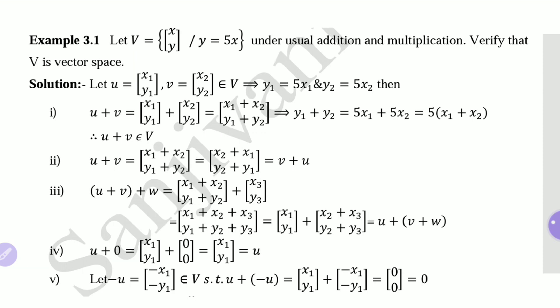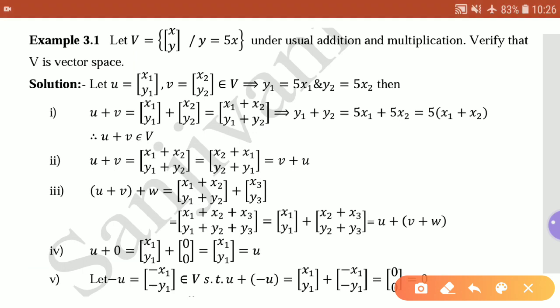For that purpose, consider any two members of the set V. I have considered here u and v, which are members of the given set V. So they will satisfy the condition of that set, y equal to 5 times x, that is, the second element of the vector is equal to 5 times the first element. So for the vector u we have the relation y1 equal to 5x1, and for the vector v we have y2 equal to 5x2. Now let us verify all the 5 properties.